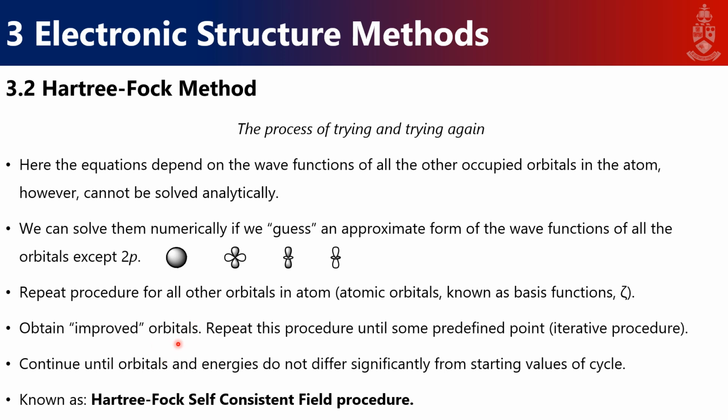Once you've mixed them, so you've summed together your different atomic orbitals, you get an improved orbital. And then what you continue to do is sum them again and you calculate the energy. Then you sum them again and you calculate the energy. And you sum them again and you calculate the energy. So that is the iterative process, and this is called the Hartree-Fock self-consistent field procedure.